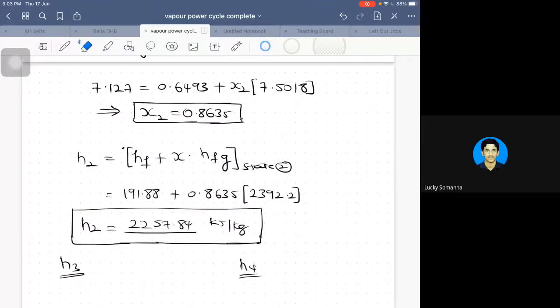So in the next class, we will try to calculate the values of h3 and h4. Again, h3 is on the saturated liquid line, h4 is in the liquid state. Again, two different conditions. We will see how to tackle this in the next class.